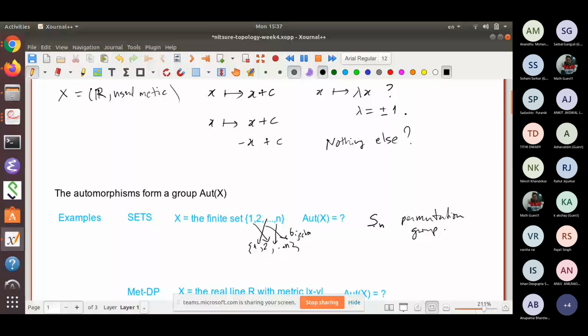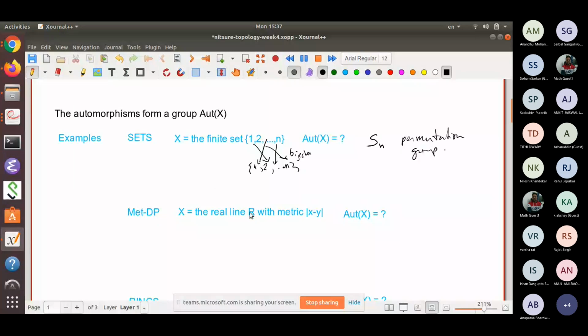Okay, let's look at another example. That example we saw above. X is the real line with metric |x minus y|. And so what is the automorphism? And my claim is every such automorphism can be written as a matrix (lambda, c; 0, 1). This x goes to lambda x plus c, where lambda is plus minus 1. So this can be represented as this matrix. And how to act on x? You represent any x by this.